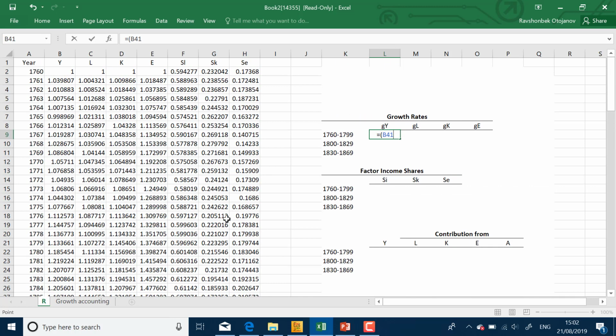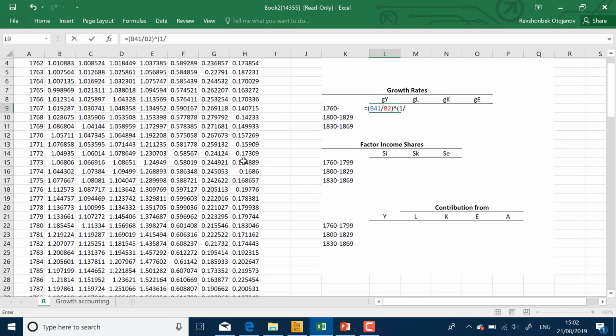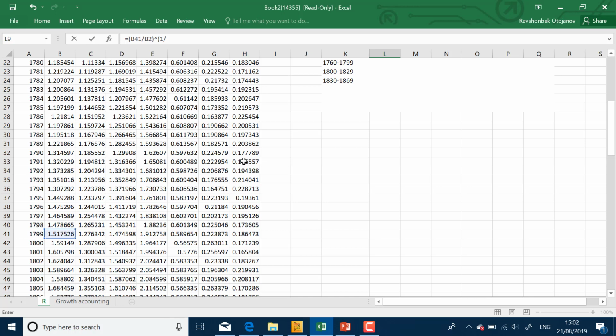So that's the growth in income, and we divide that end figure by the beginning figure, which is 1760, right? Close the bracket, and we need to raise to the power of 1 over the number of years in this first period. The number of years in this first period is 40 years. Yes, it's 40 years, as you can see.